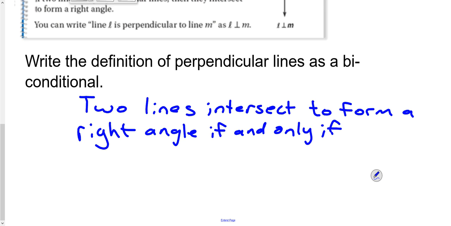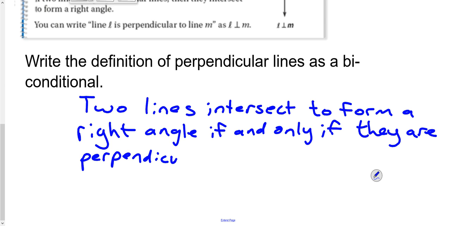Two lines intersect to form a right angle if and only if they are perpendicular lines. So that's our biconditional statement. Two lines intersect to form a right angle if and only if they are perpendicular lines.